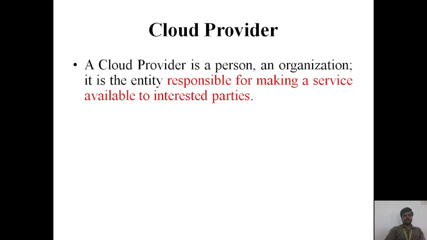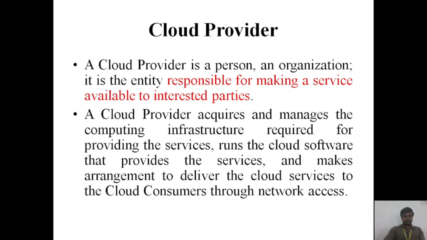So next one is cloud provider. A cloud provider is a person or an organization. So what is the role? It is responsible for making a service available to interested parties. So who are all interested in the particular information? That particular information is given by this cloud provider. So that is the definition: it is the entity responsible for making a service available to the interested parties. The interested parties may be a person or an organization. So these are the definition and the explanation for cloud providers.